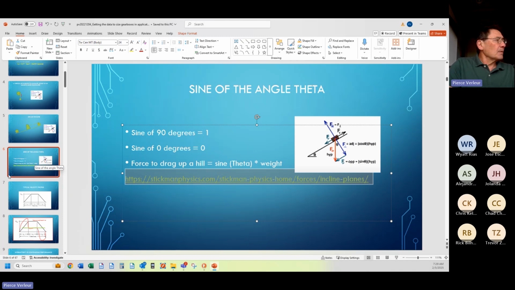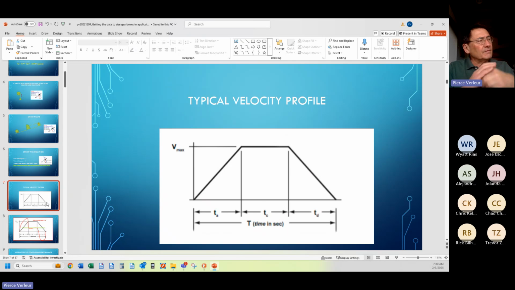Now, the next thing we want to do is define the velocity profile. And the velocity profile is very simple. You have an accel, you have a run at speed, and you have a decel. If you're running from point A to point B as fast as possible, you will have no TC because you're going to accelerate as fast as you can, and then you're going to start decelerating right away. But that still qualifies as a velocity profile.